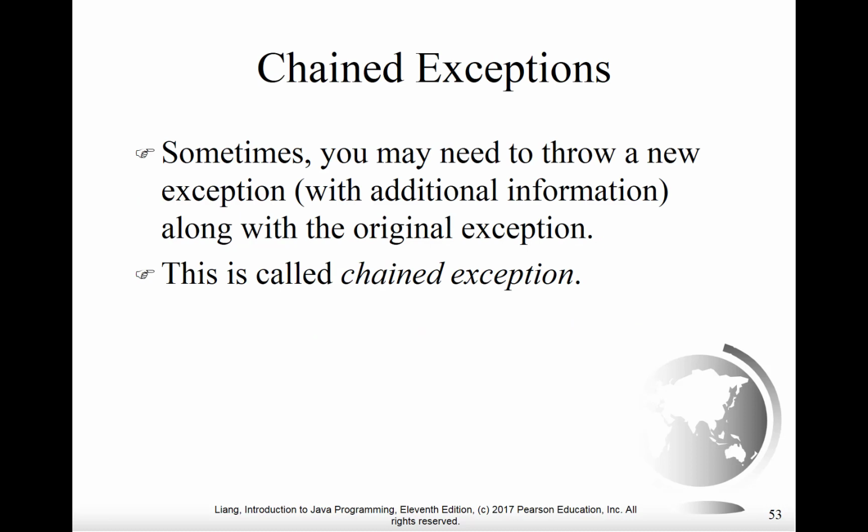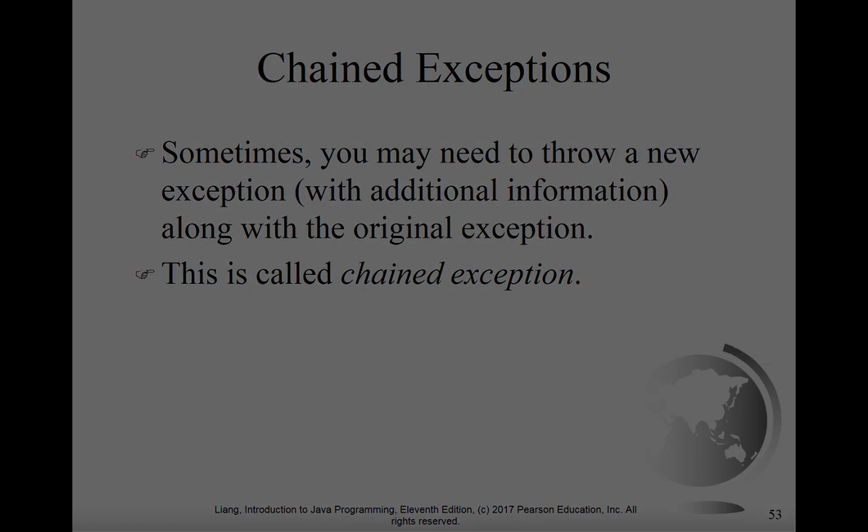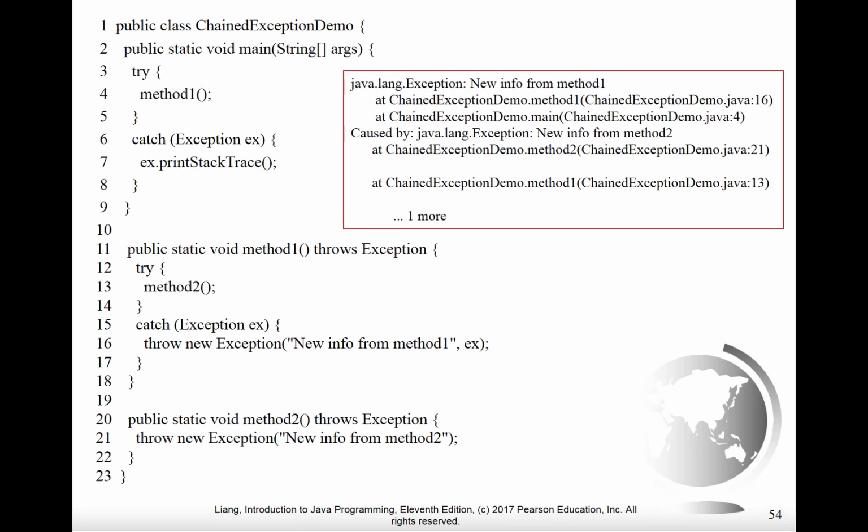Sometimes when an exception occurs, it may be necessary or desirable to throw a new exception with additional information along with the original exception. And when this happens, it's referred to as chained exceptions. The idea of a chained exception is shown in this particular slide.